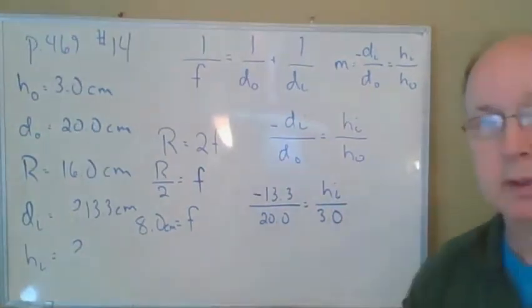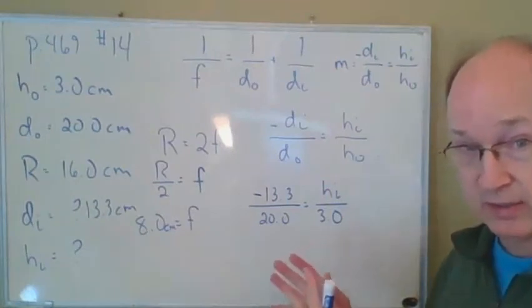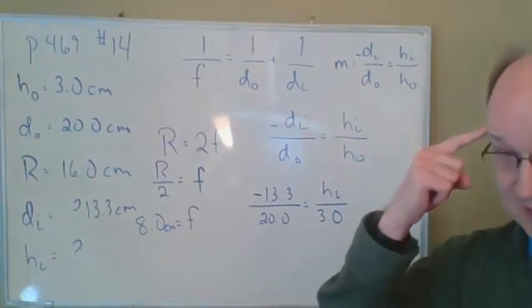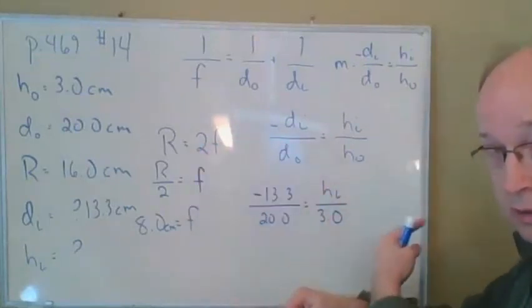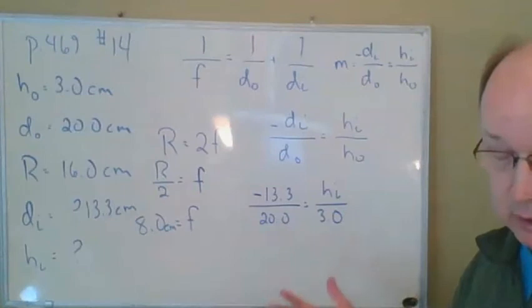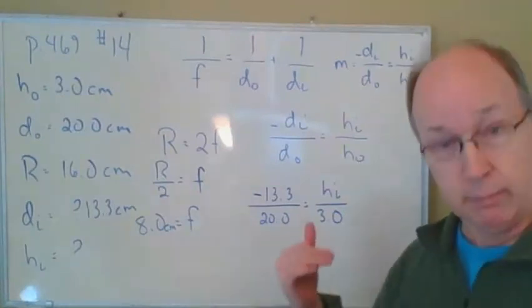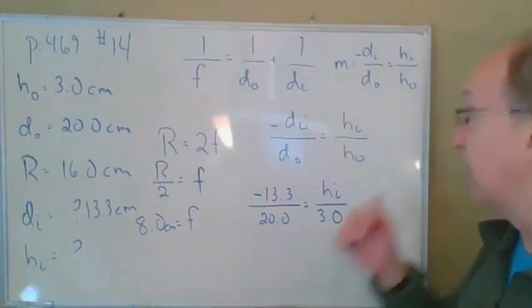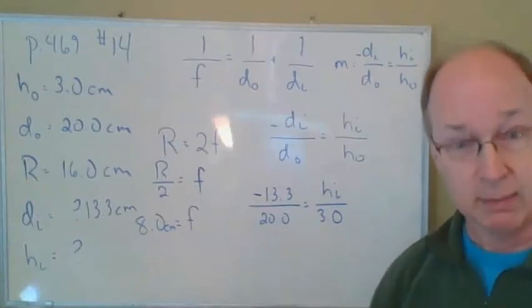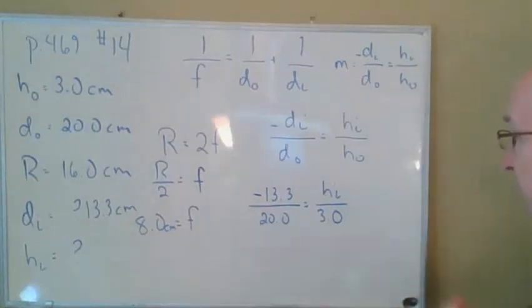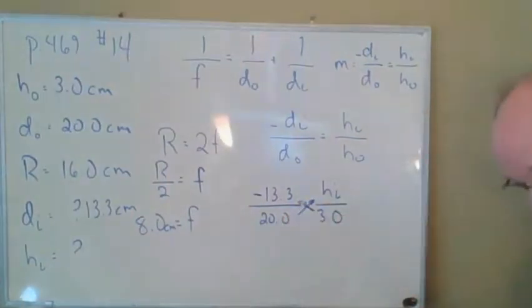Now, whenever I see two fractions equaling each other like this, what I think is cross multiply and then divide. I'm sure you've heard that before. I'm sure you've done that before. But whenever you see this magnification equation, you need to start thinking about that again. Cross multiply and divide, right? So what does that look like?